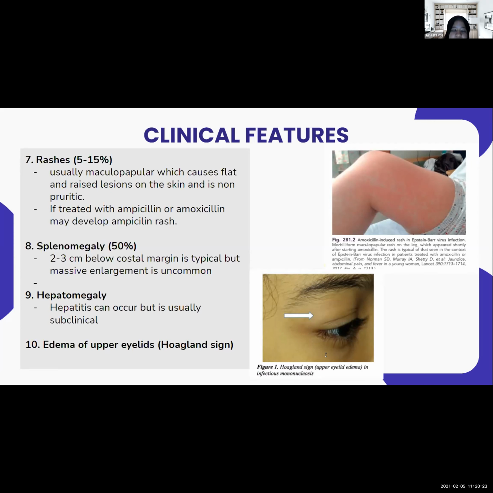For hepatomegaly, hepatitis can occur, but it is usually subclinical, which means there can be elevated liver enzymes, but no abdominal symptoms or jaundice. And the last one is presence of edema of the upper eyelids, which is called Hoagland sign. And this is usually without conjunctivitis or inflammation. And this can occur before the presentation of pharyngitis and lymphadenopathy.